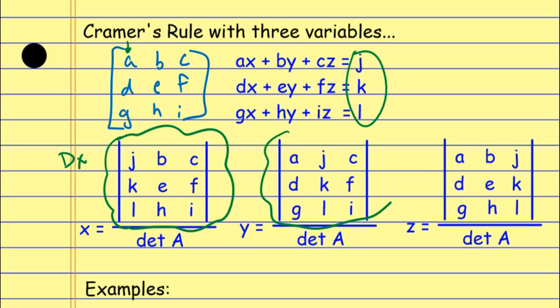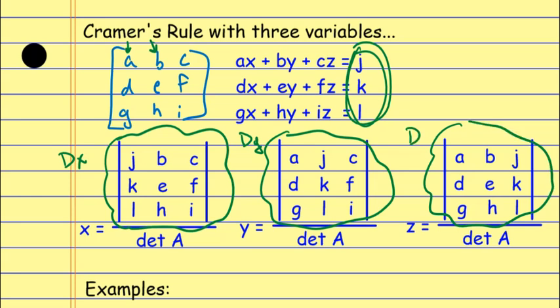And this second one right here, the D sub Y matrix, is simply the same matrix as up here, except I've replaced this middle column, the BEH, with JKL. And this third one right here, this D sub Z matrix, as I call it, is simply the coefficient matrix again, except with this third column, the CFI column, replaced with, you guessed it, the JKL.